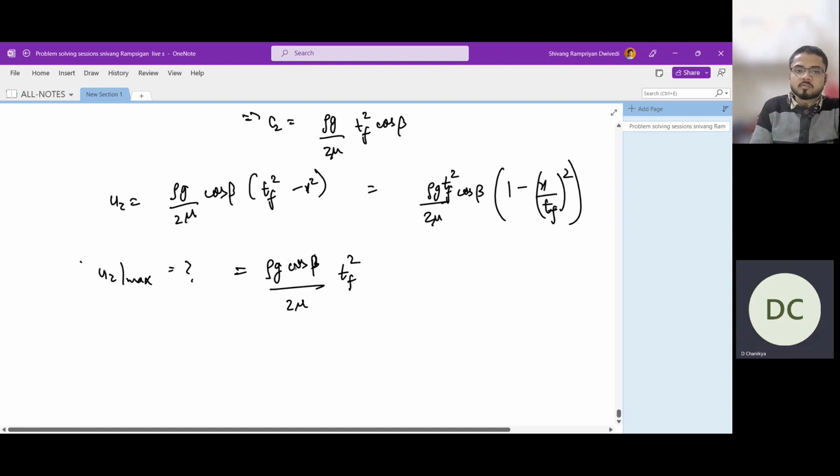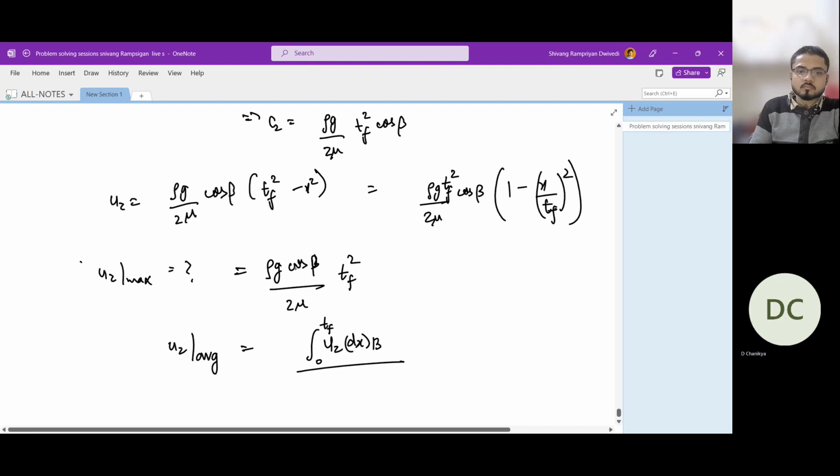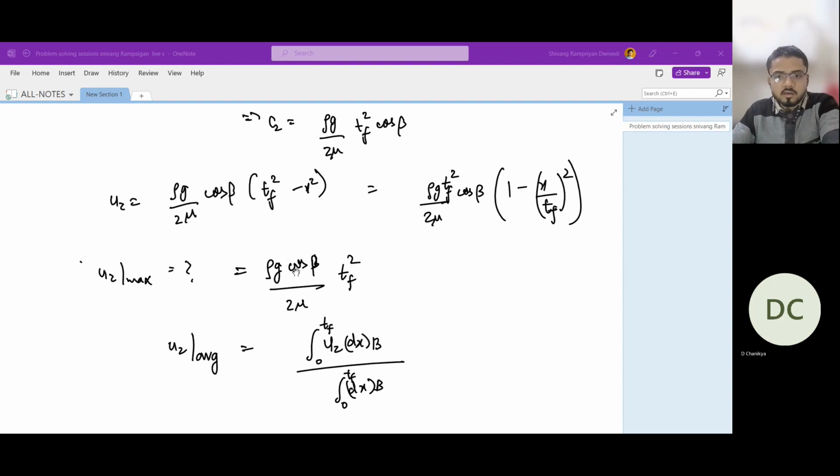So similarly, you can also calculate the uz average value, right? Which will be the integral of uz times dx times b from 0 to df, divided by the integral of dx times b from 0 to df. Agreed? Do you agree, right?